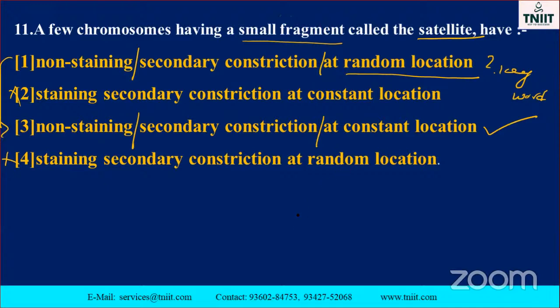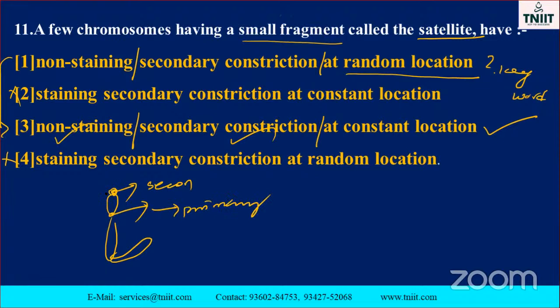Okay. Constant. What is my primary constriction? What is my secondary constriction? Just to take an example, this is considered a small chromosome-like structure. Here there is a small constriction. This is the primary, this is the secondary constriction. It is present at a constant place in all the chromosomes, and it is a non-staining region. This is also called a secondary constriction. So this one is called the primary constriction.